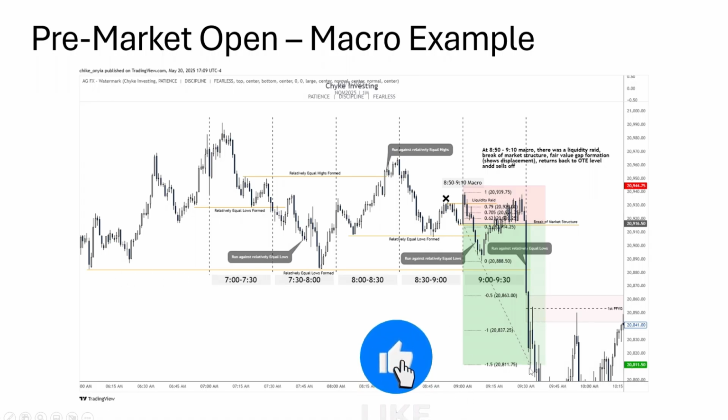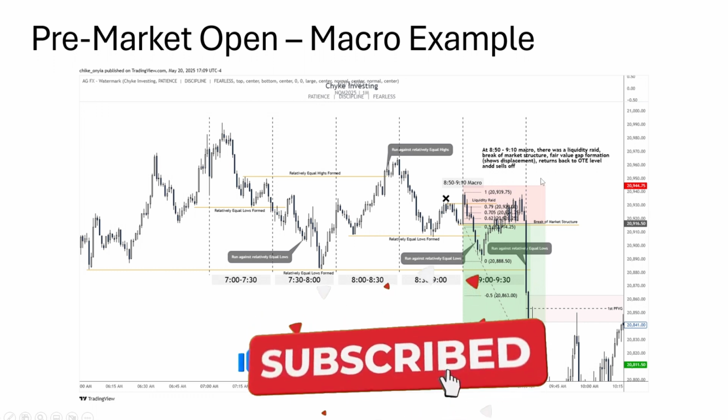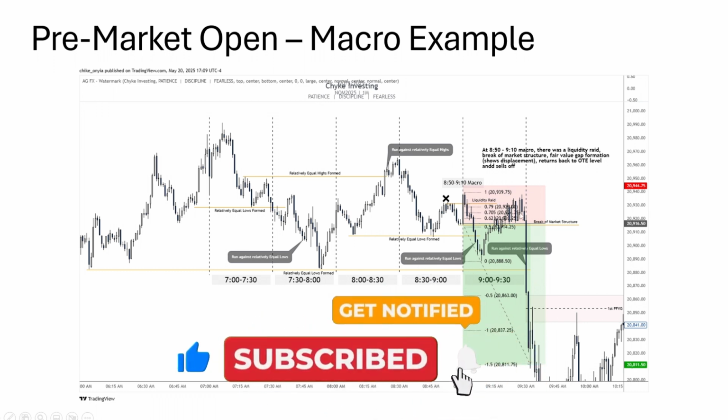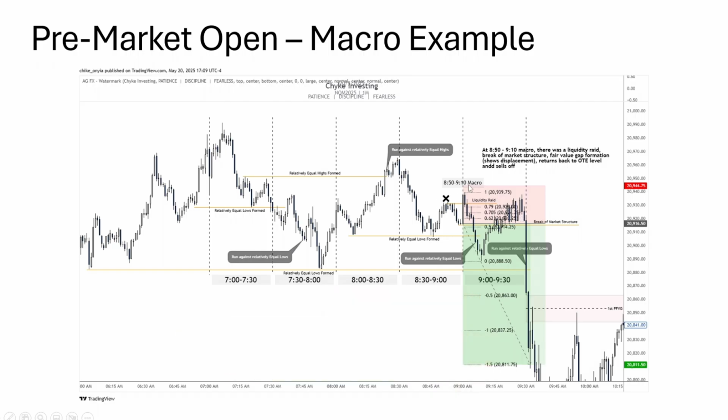And also there's some liquidity pools further to the left over here that price reaches for as well. But this is an example of a trade setup that you can see has high probability, also in between that 8:50 to 9:10 macro time.